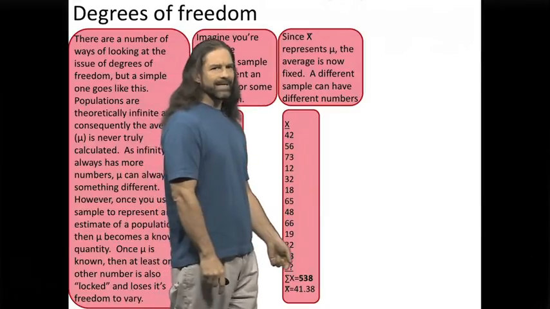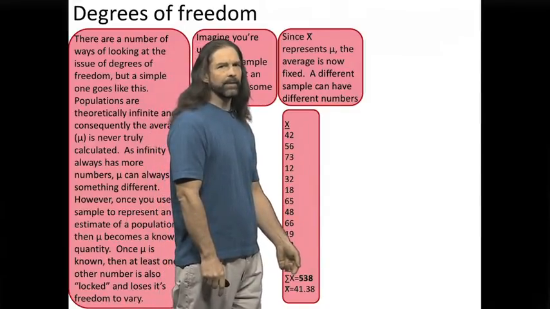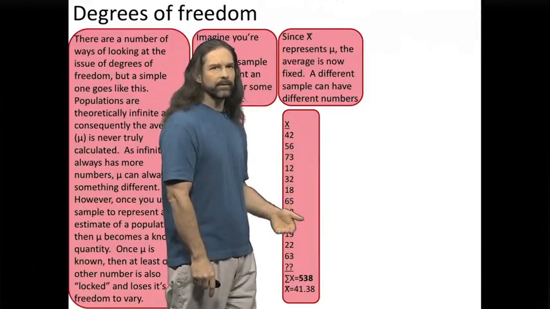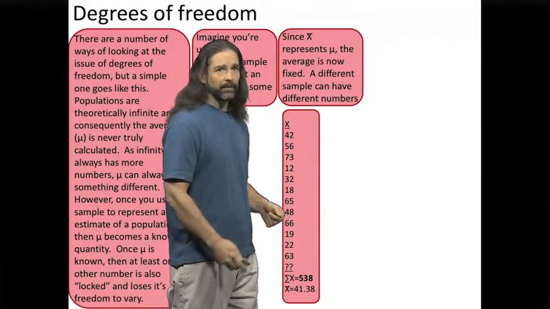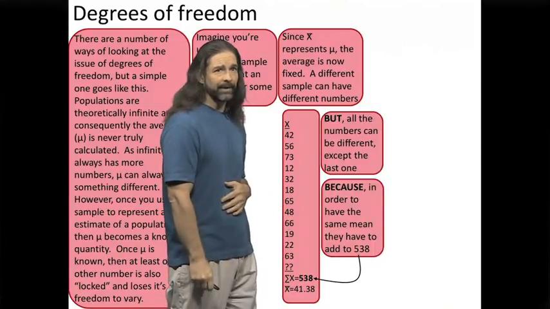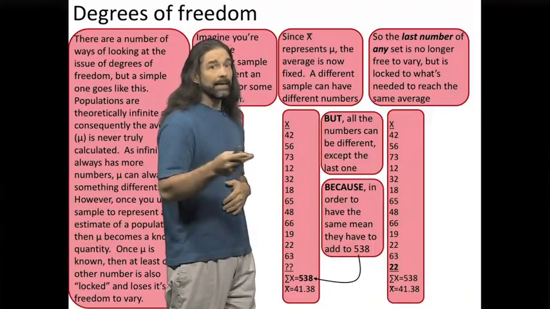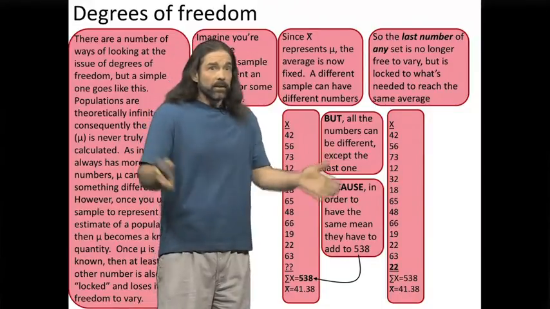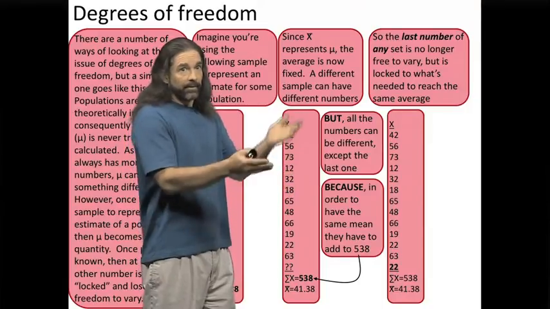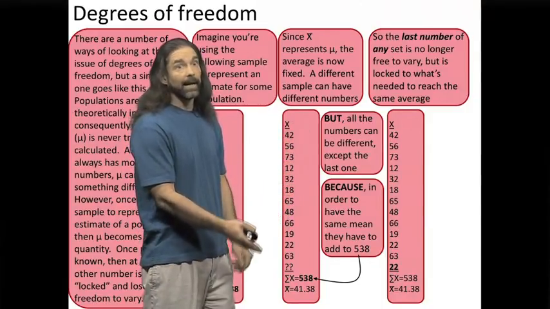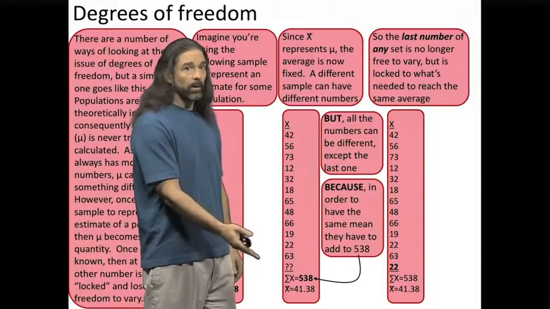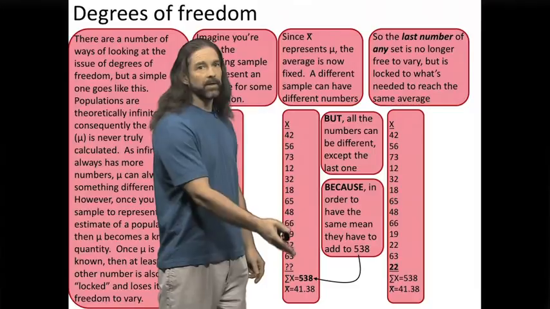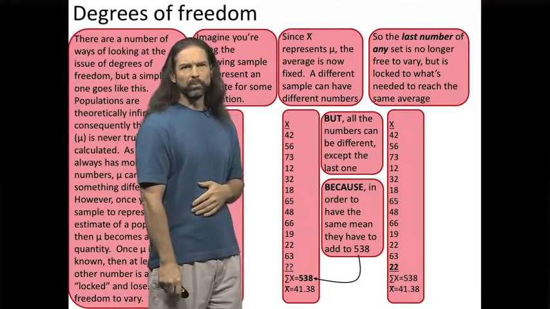So if I've already estimated and locked in 538 and 41.38, even though these 11 numbers can be anything that they want, that last number can't be. In order to come up with sigma x of 538, that value in this instance must be 22. If I picked another group of numbers, then they could be anything that they want but that last one. The last one would have to be whatever is required to get to 538 and consequently a mean of 41.38.